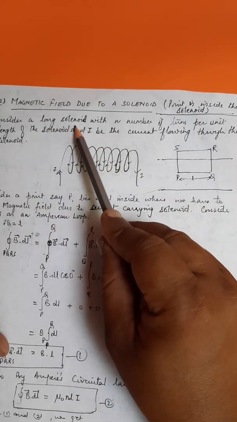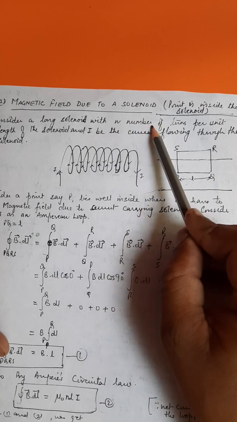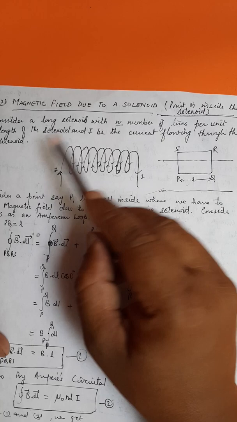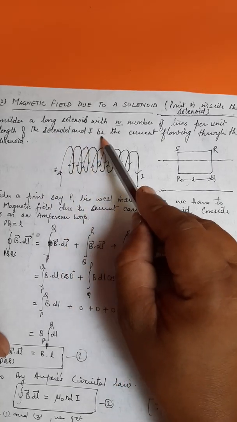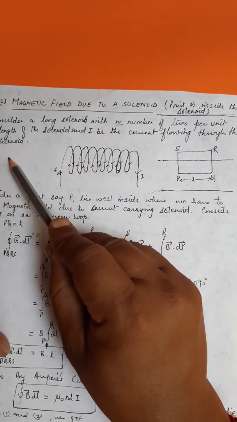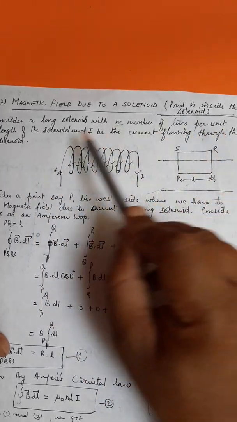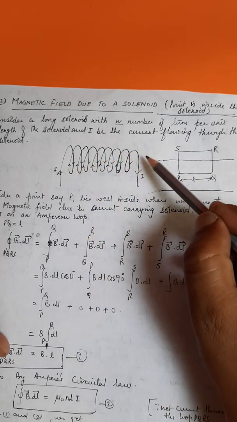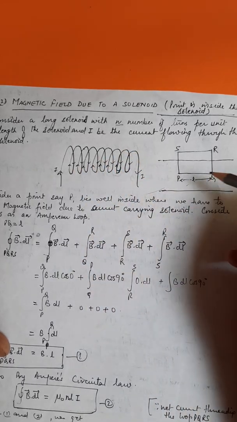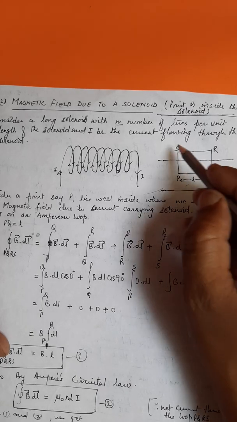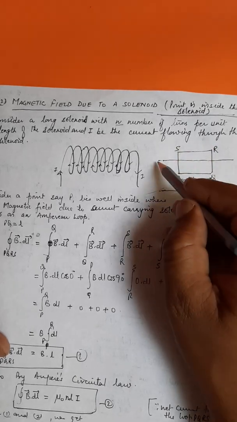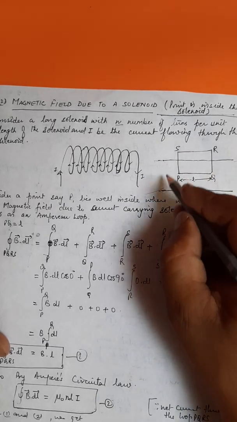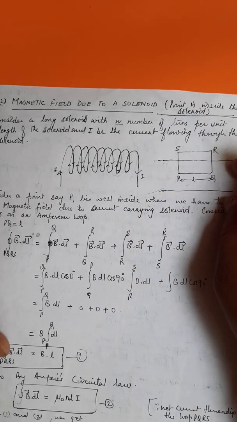So consider a long solenoid with n number of turns per unit length. Here we have taken n as the number of turns per unit length of the solenoid, and I is the current flowing through the solenoid. Just like this, suppose we have this solenoid, and n is the number of turns per unit length.